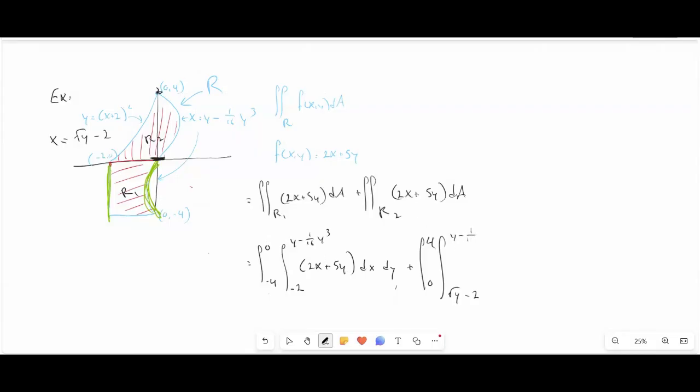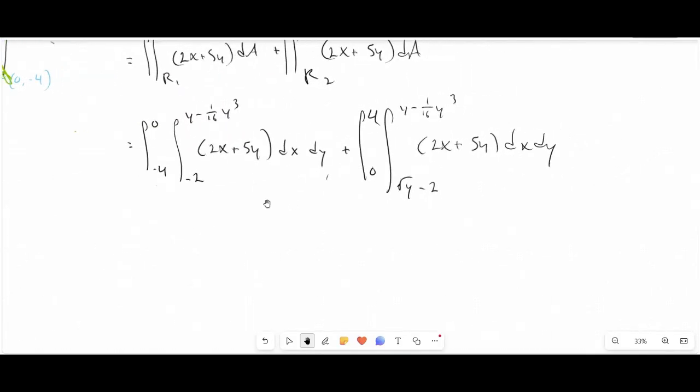y minus 1/16 y cubed, 2x plus 5y dx dy. So even though this is another example that the book chooses to give, it's going to come out to be ridiculously overcomplicated to actually work out. So let me just go a little bit into it. Again, I promise you I'll never make you guys do this kind of thing, but if you integrate this, you get x squared plus 5xy between -2 and y minus 1/16 y cubed.